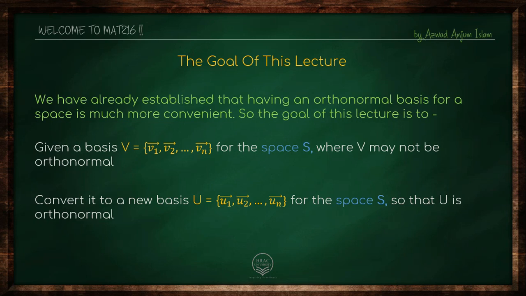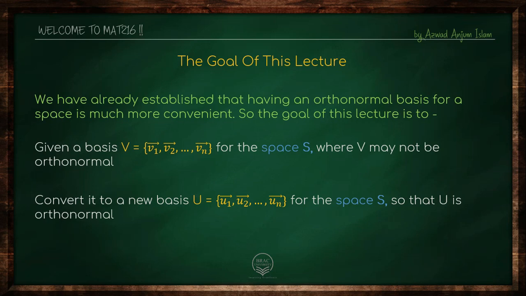Given a basis V which may not be orthonormal, convert it into a new basis for the same space, which means the new basis U is going to span the exact same space as the old basis V, but the new basis U is also going to be orthonormal. So that is our goal. Given a basis V, convert it to U, where U is an orthonormal basis.